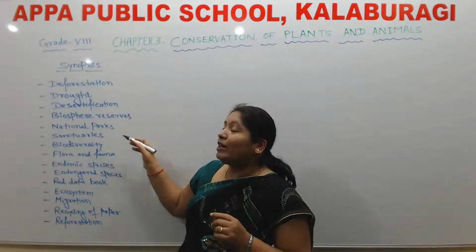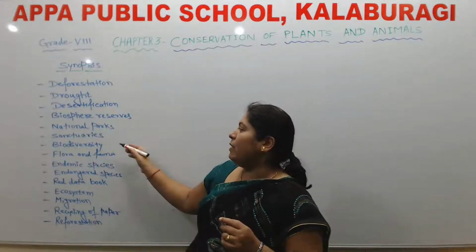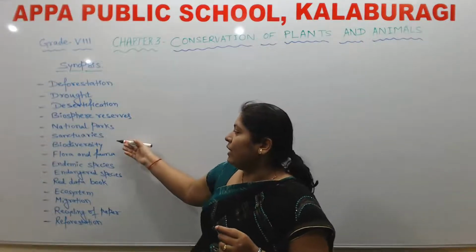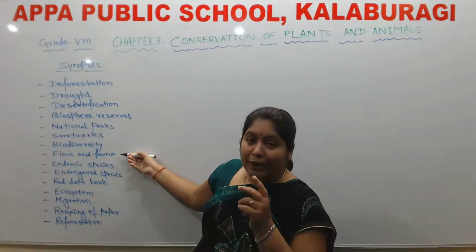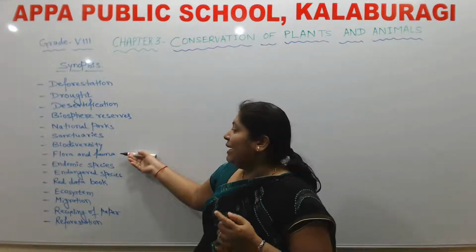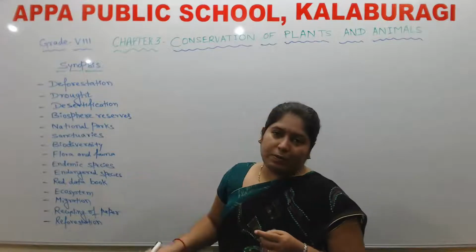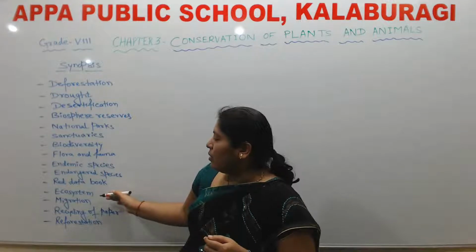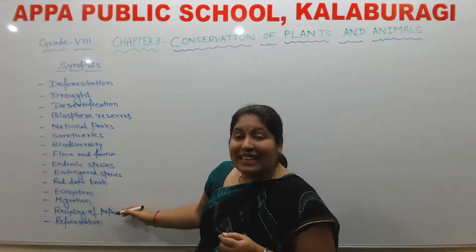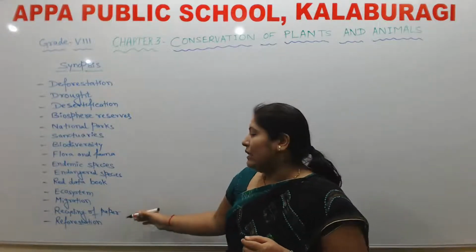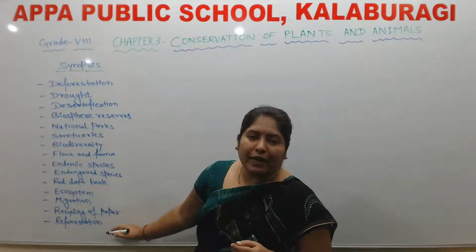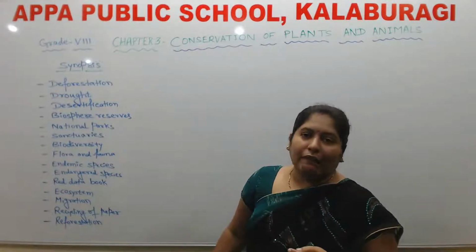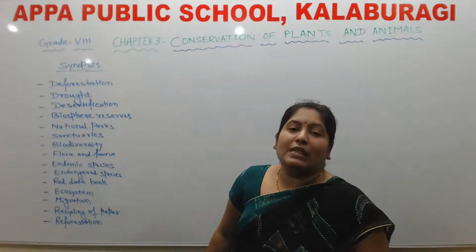Next is biodiversity, a very important part. Usually a question on the definition of biodiversity itself is asked. We also study flora and fauna with respect to biodiversity. Next are endemic species and endangered species, also very important. Then the red data book, ecosystem, migration, recycling of paper and reforestation. These last two, recycling of paper and reforestation, help to avoid the problems of natural disasters.